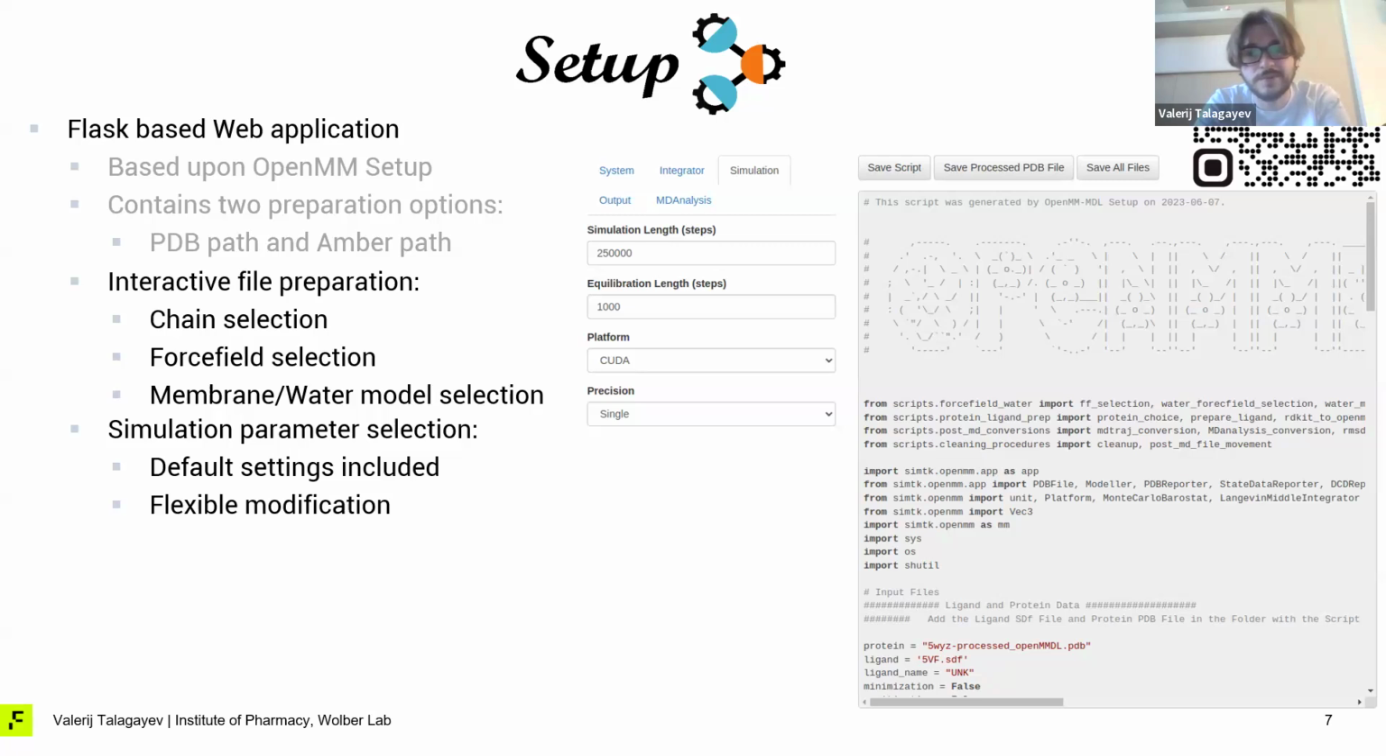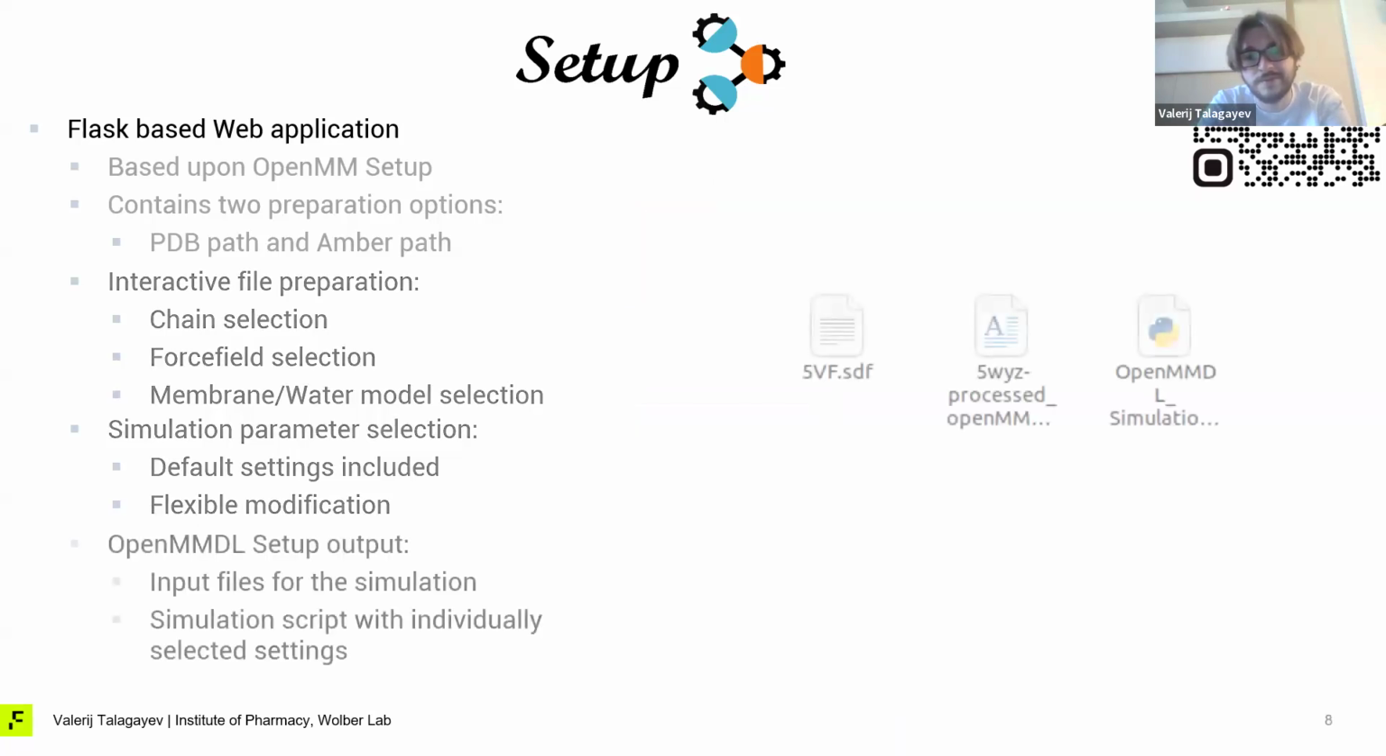And in the end, you would be able to directly save the files that you prepared, and you would then have 3 output files. Those being, in this case, the PDB file for the simulation, the SDF file with your ligand, and the script that you would then directly use afterwards for running the MD simulation in OpenMDL. So the setup is mainly used for an interactive preparation of the MD simulation files.